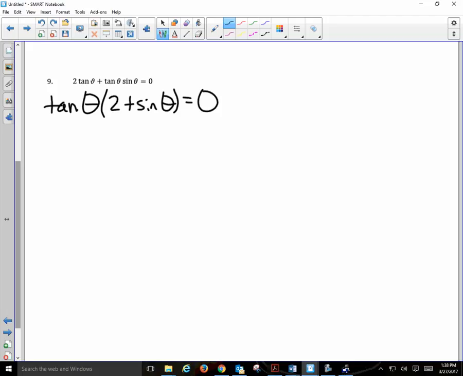So I get 2 plus sine of theta is equal to 0, or sine of theta is equal to negative 2. Where's sine equal to negative 2? Oh, what's the biggest that sine could be? 1. What's the smallest sine could be? Negative 1. So there's no solution here, right?